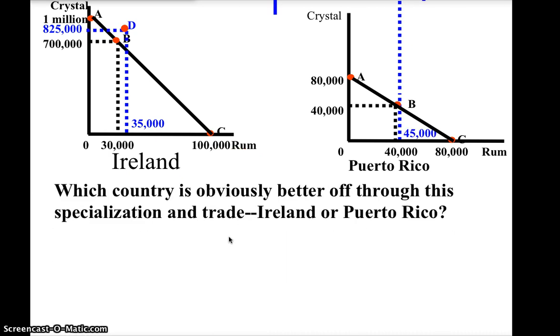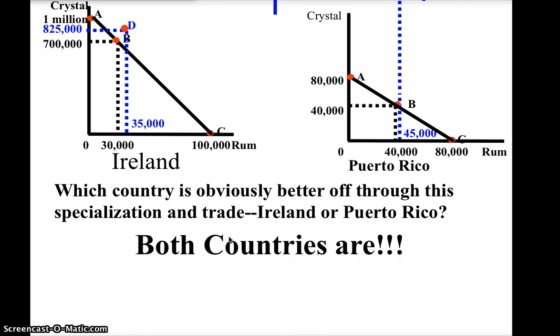So which country is obviously better off through this specialization and trade, Ireland or Puerto Rico? Well, this is a trick question. They both are. They've both expanded their PP curves because they specialized and then traded. Okay? So that is one of the first steps to understanding comparative advantage and a great place to stop.